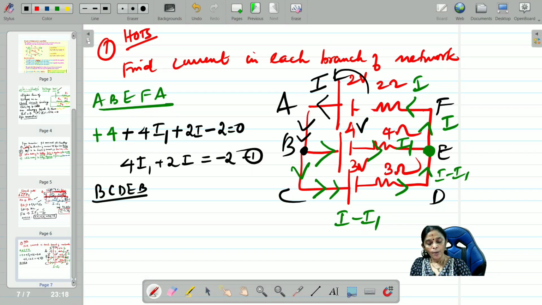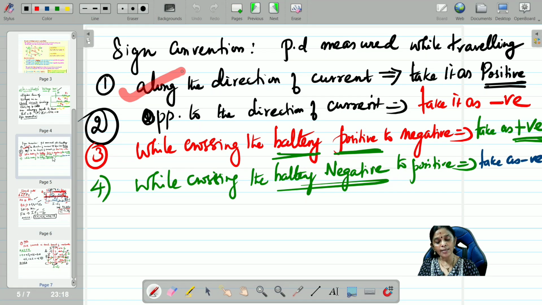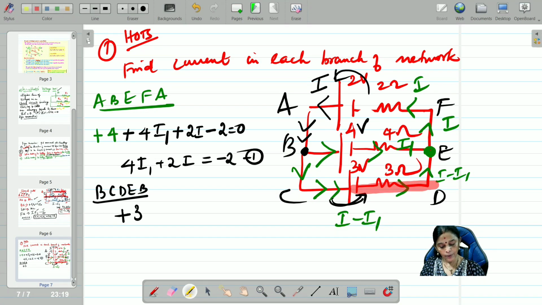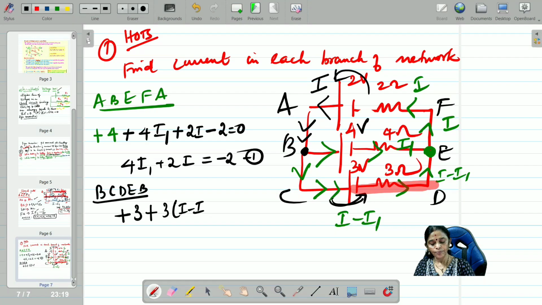B to C, nothing. C to D, how are you going? I am crossing the battery. How am I crossing the battery? Check here, positive to negative. When you cross the battery positive to negative, take it as positive. So I am taking plus 3. Since I am going along the direction of the current, I have to take plus 3 into I minus I1.